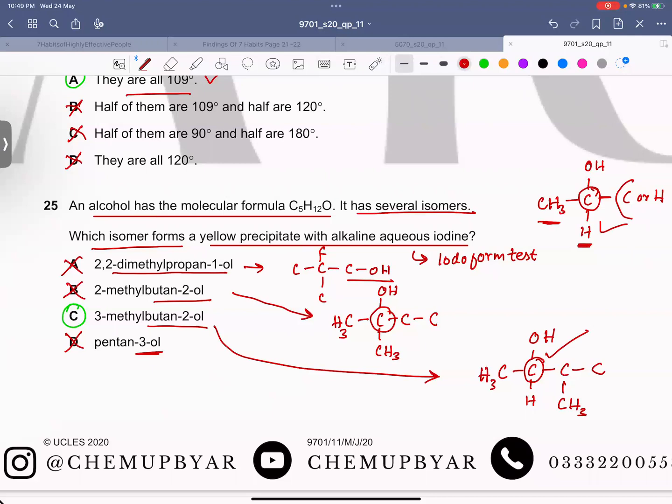Sir, why did you directly cancel D? Because it's a 3-OH. The OH is on the third carbon, right? Yes. In the same way, you can cancel the first one as well because it's a 1-OH. And according to the structure, the OH must be on the second carbon except for ethanol. Right? Because ethanol is the only primary alcohol which can give you a positive iodoform test. Besides ethanol, no other primary alcohol can give you a positive iodoform test. Okay.